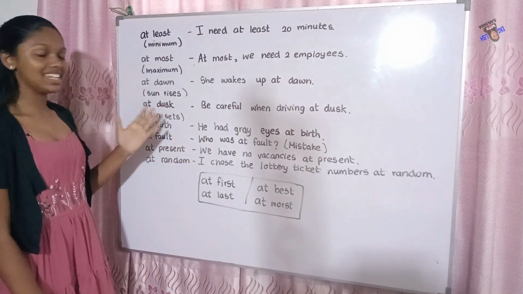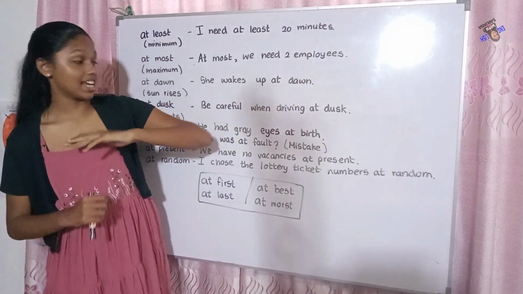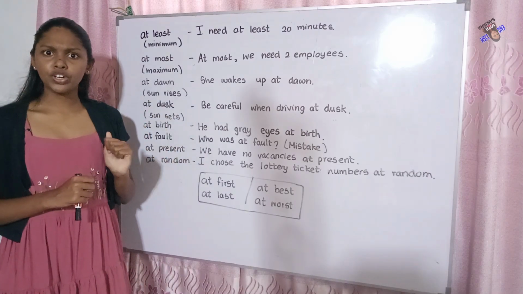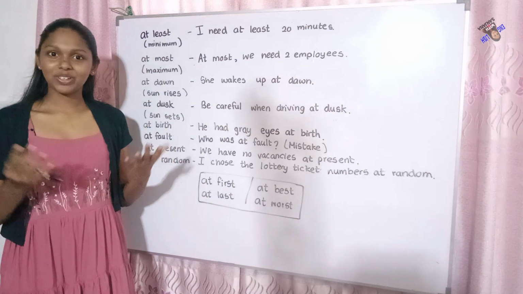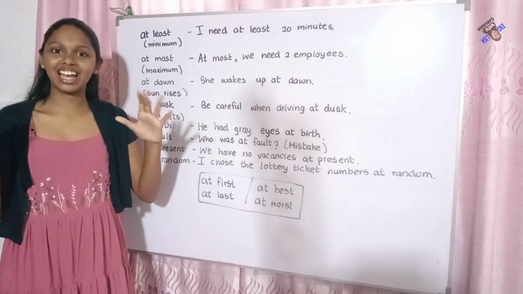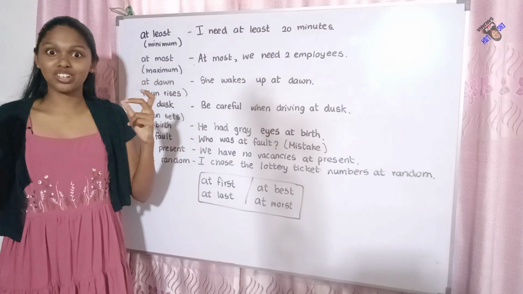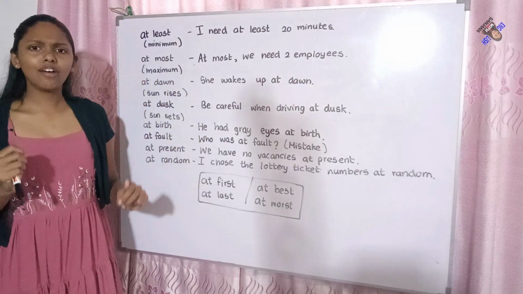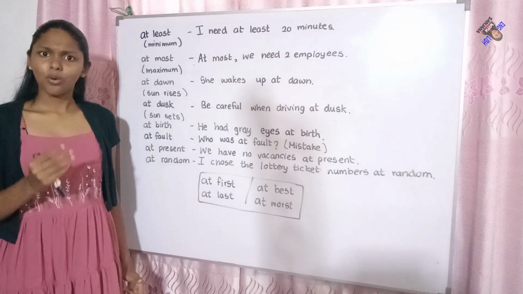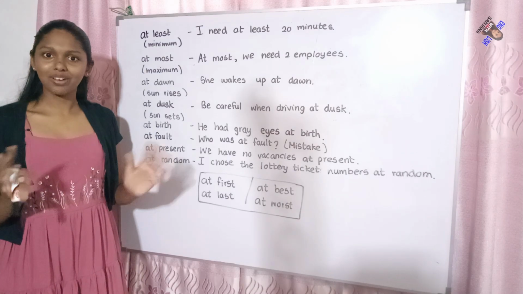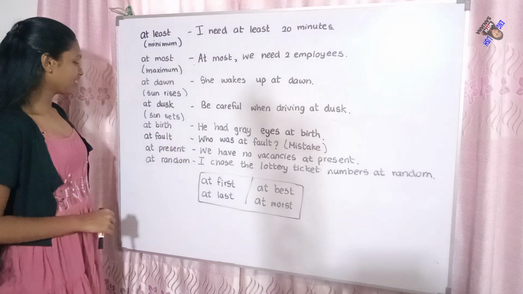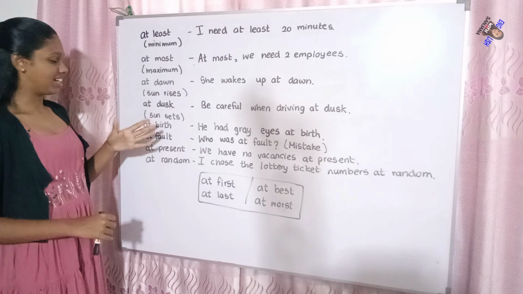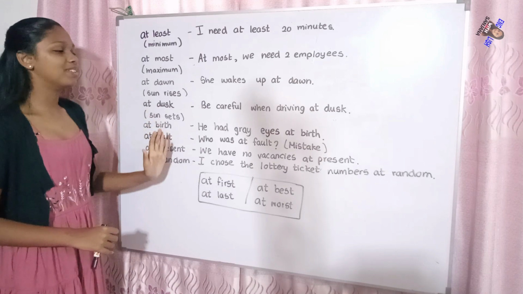At dusk. At dusk means when the sun sets. Be careful when driving at dusk because the headlights might not work and there could be dangerous animals, and you say, be careful when driving at dusk. When the sun sets, don't drive. Be careful.